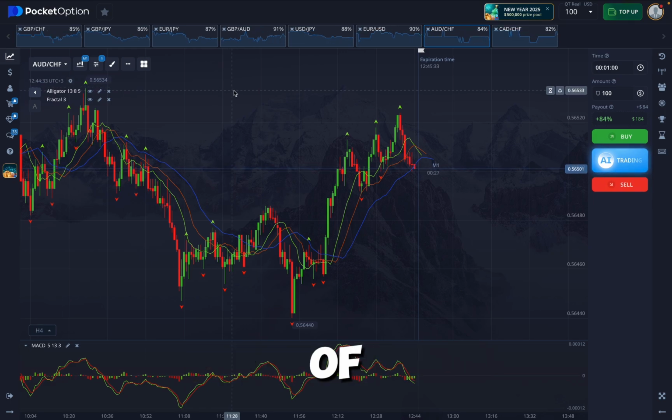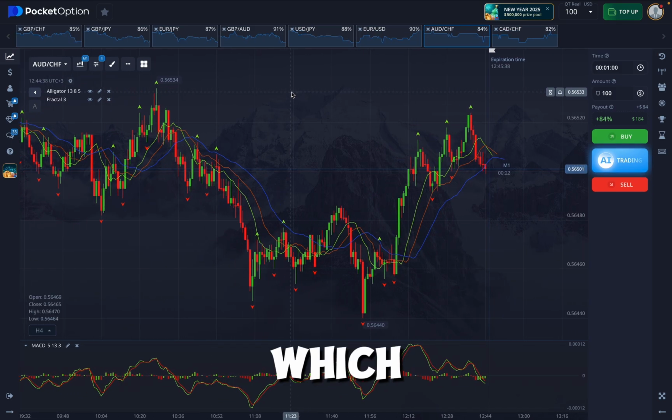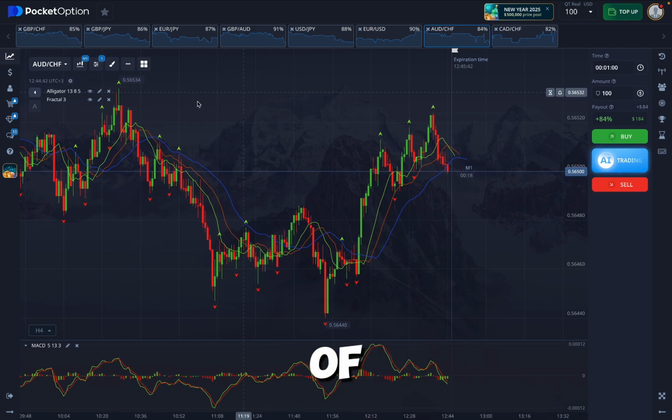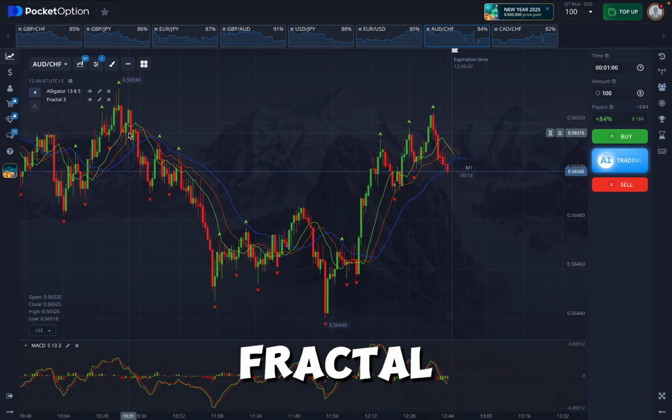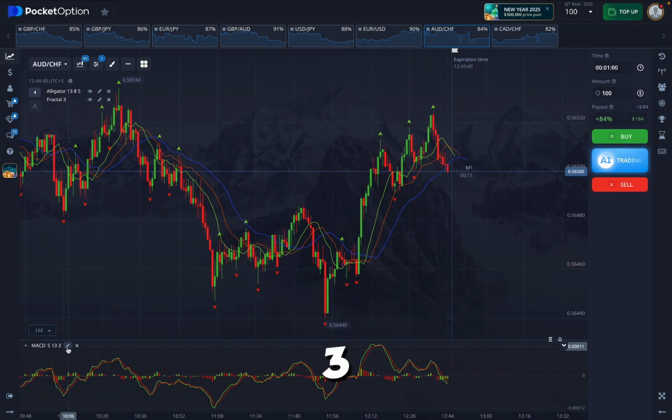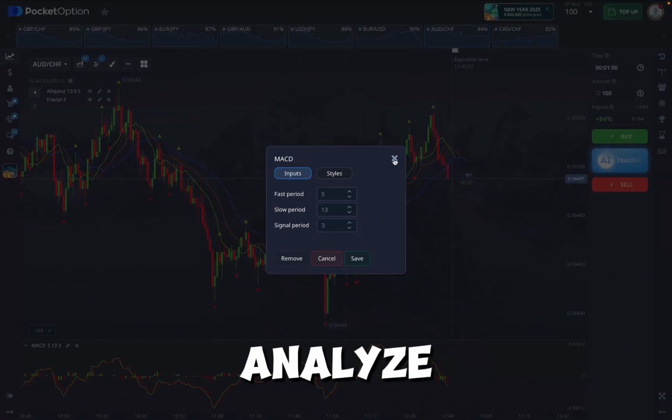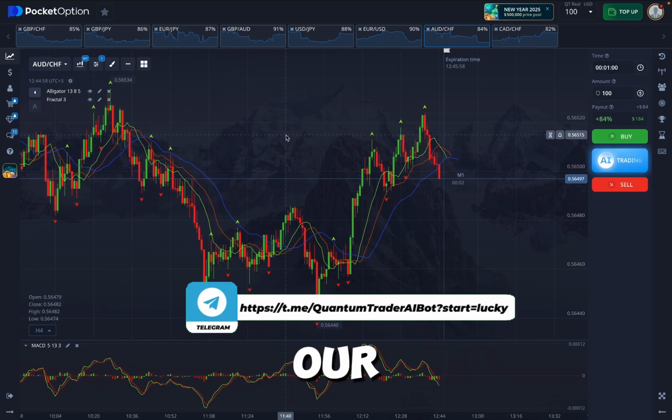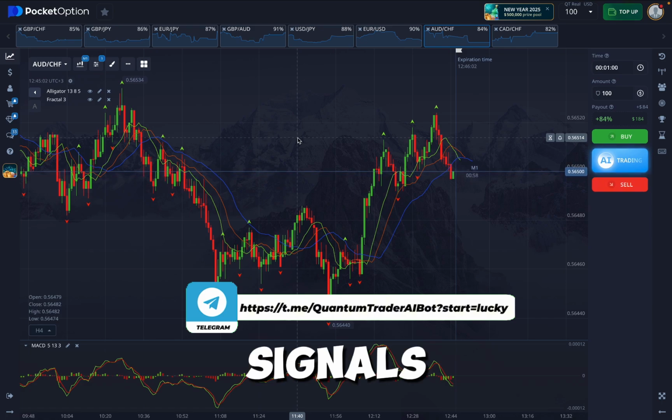Based on the dynamics of the movement, I have selected the appropriate indicators, which will be the most optimal for today's trading. Today's bundle of indicators includes Alligator with default settings, Fractal with period 3, and MACD oscillator with these period settings. Today we will analyze the trend and open trades in the direction of the trend. Our main indicator is Alligator, and we will work on its signals.